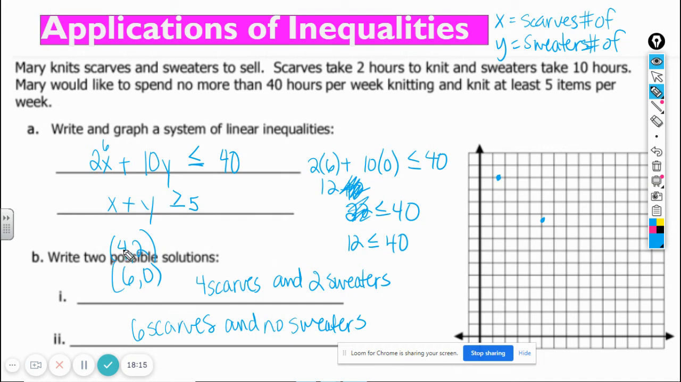But let's look at this other combination, 4 and 2. Okay, what if I substitute that in? 2 times 4 plus 10 times 2. How many hours is she going to work then? That's 8 plus 20. So she's working 28 hours. That's still much less than 40. So that still works. It satisfies. So this point satisfies the equation. It's not the limit. It doesn't have to equal 40, but it could equal 40. And that's it for this.